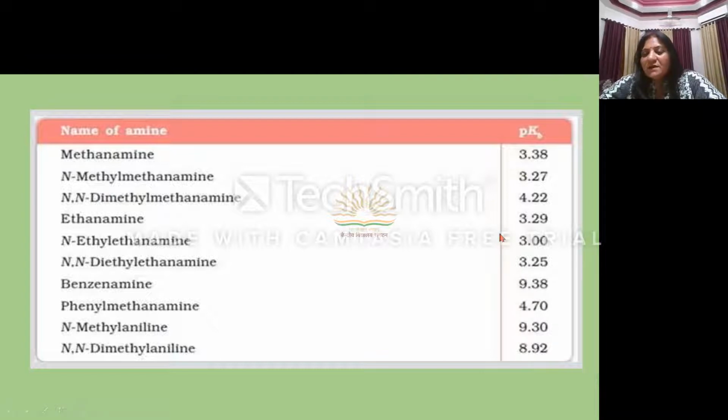The amine which has the least pKb value is N-ethylethanamine, 3. So it is the stronger base because of the presence of ethyl groups having more plus I effect. Here the nitrogen in N-ethylethanamine will be more dense, so it will be more basic.